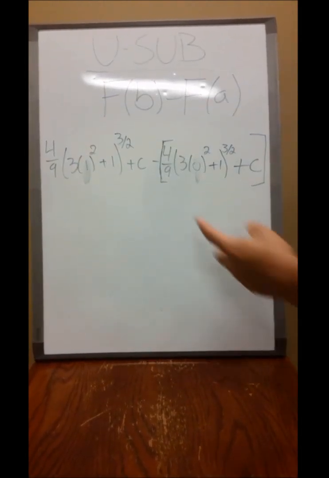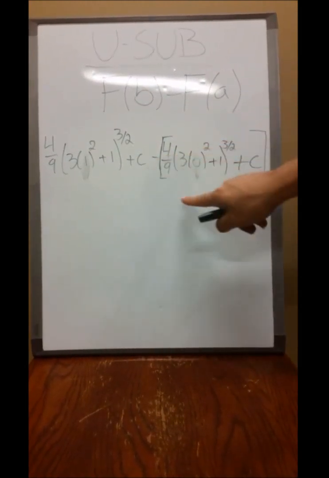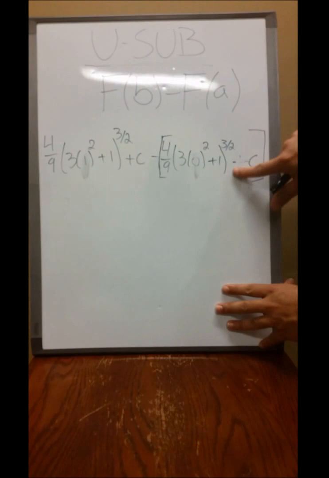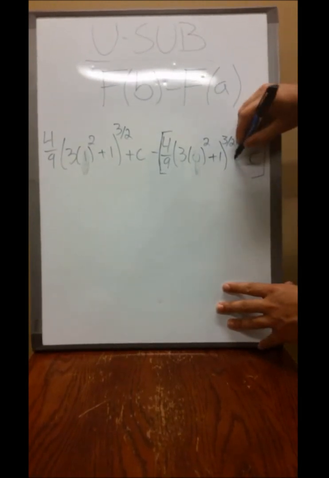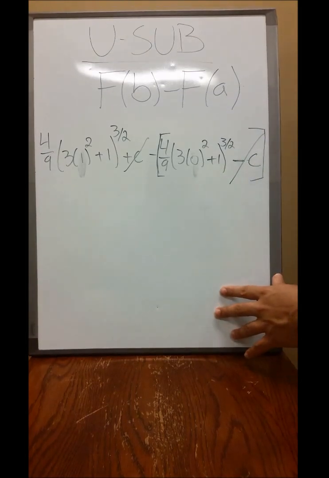Now, automatically, this would all cancel out. But if you look at the beginning here, you do have a minus the f of a, which will turn this plus c into a minus c, which will cancel out the c's. So you do not need to solve for any c's.